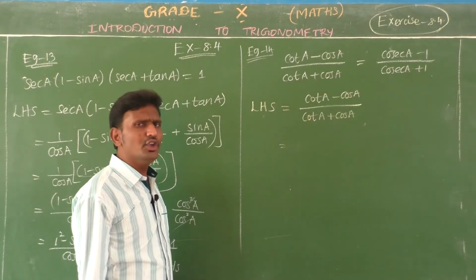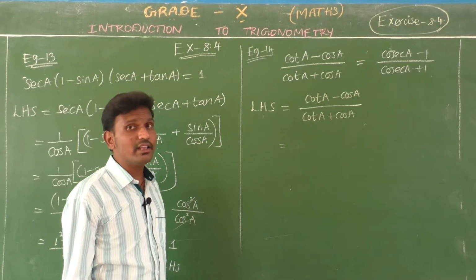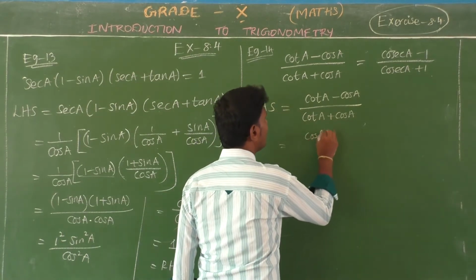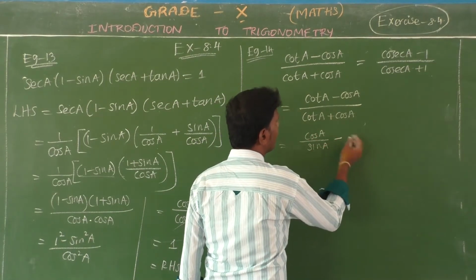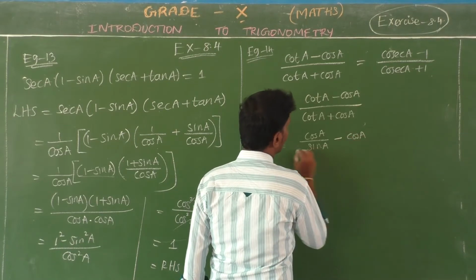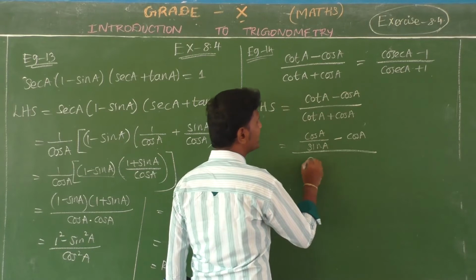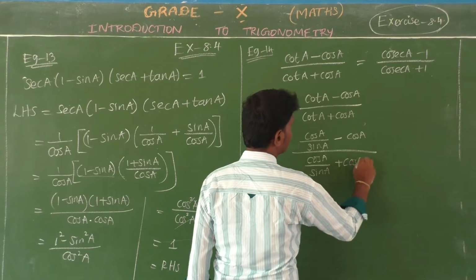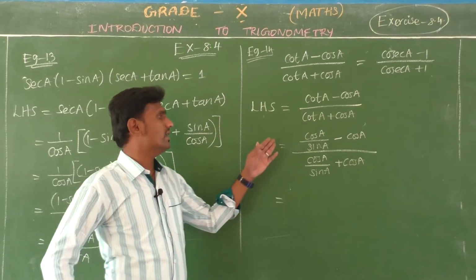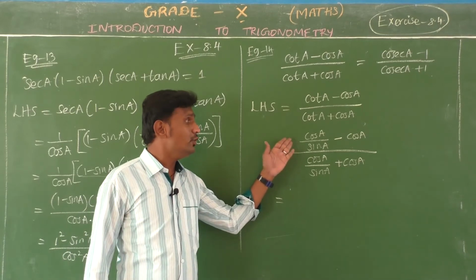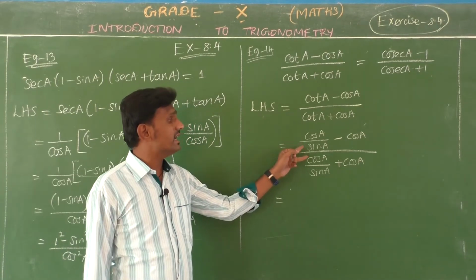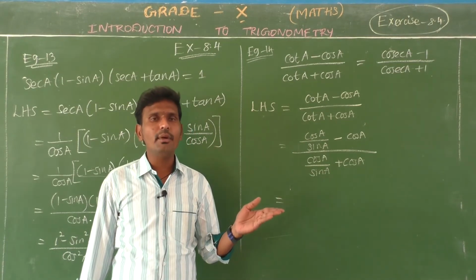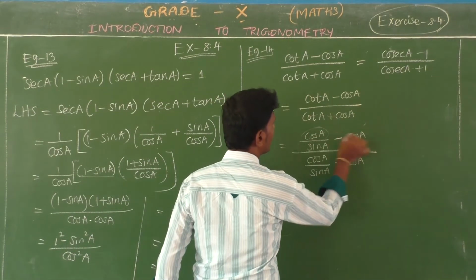Now you know the ratio of cot A. What is cot A? Ratio of cos and sin. Now cot A is equal to cos A by sin A minus cos A, the whole divided by the same cot A, so we take cos A by sin A plus cos A. Yes students, now look at the left hand side, look at the numerator. You have cos A by sin A minus cos A. You have two terms, and on both terms you have a common term cos A.